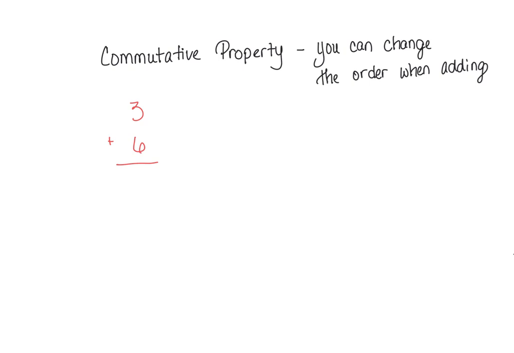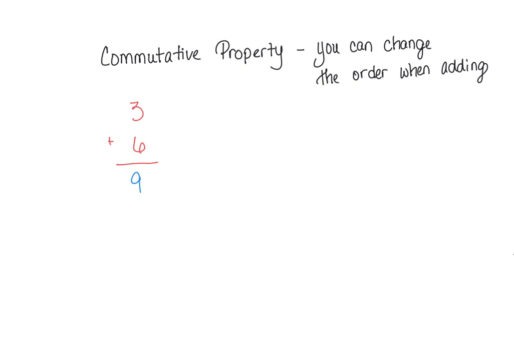The first property that this is talking about is the commutative property. And this property just basically tells you that you can change the order when you are adding. So it wants you to solve the problem. So if you were given 3 plus 6, you would solve the problem first.